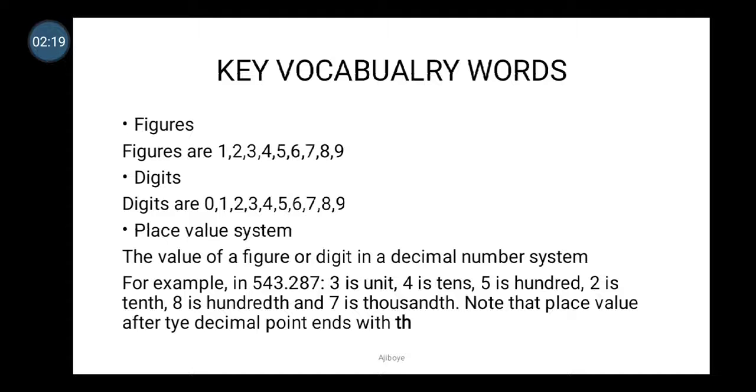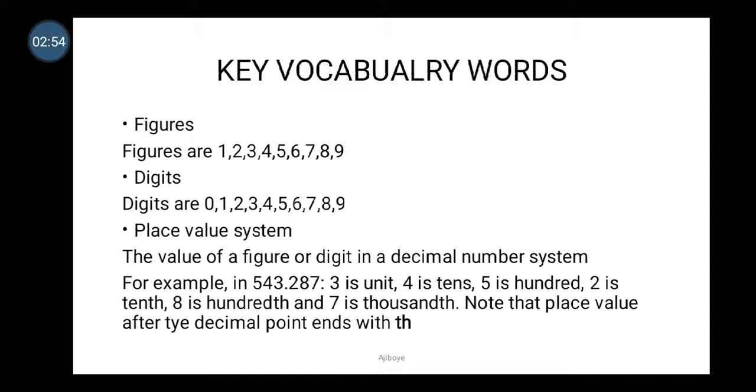Take note that numbers after the decimal point end with a th. So if it is before the decimal point, you can say it is 10. But if it is after the decimal point, you say it is tenth. If it is before the decimal point, you can say it's 100. But if it is after the decimal point, you say it is 100th. So watch out for those kinds of approximation. They can say approximate to the nearest 100th. To the nearest 100 and to the nearest 100th is not the same.